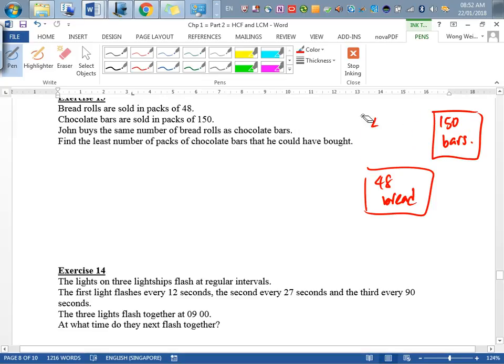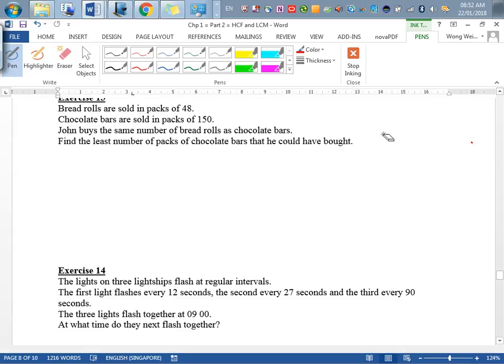Now, John buys the same number of bread rolls as chocolate bars. Right now we do not know how many packets of bread rolls this person bought, or how many packets of chocolate bars. But we do know that finally, when you count all the individual bread rolls and all the individual chocolate bars, they have the same number. So, find the least number of packs of chocolate bars that he could have bought. What do they want from this question? Is it a HCF or LCM? They want the LCM.